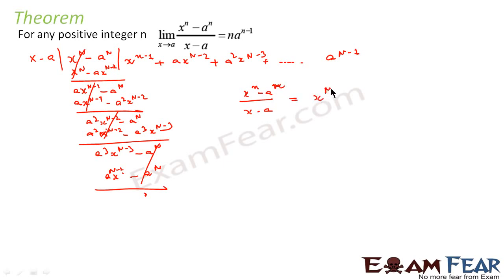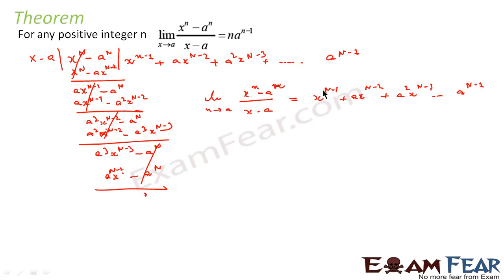x to the power n minus 1 plus a x to the power n minus 2 plus a square x to the power n minus 3, dot dot dot, just continues till a to the power n minus 1. That is, the power of x will decrease by 1 and the power of a will increase by 1. This keeps happening. This is the value of (x to the power n minus a to the power n) by (x minus a). Now we have to find the limit as x tends to a.